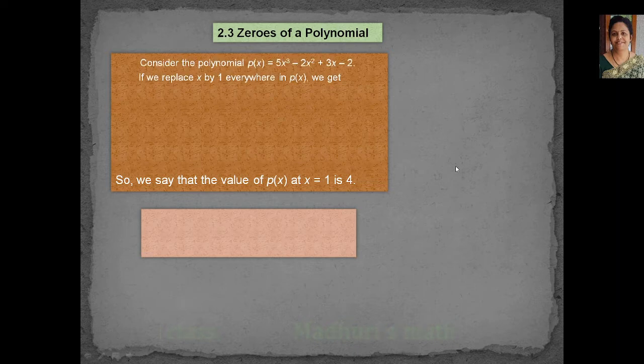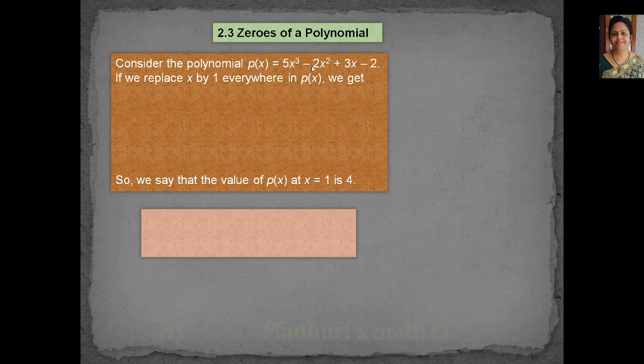Series of a polynomial. So consider the polynomial p(x) is equal to 5x raised to 3 minus 2x squared plus 3x minus 2. If we replace x by 1 everywhere in p(x), we get p(1) is equal to, in the place of x, we will write 1. So 5 into 1 cubed minus 2 into 1 squared plus 3 into 1 minus 2. This is actually 5x cubed minus 2x squared plus 3x minus 2. We replaced x by 1.